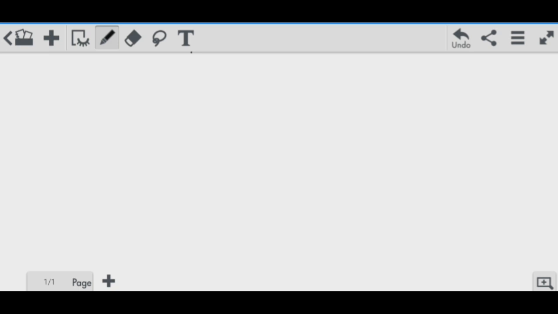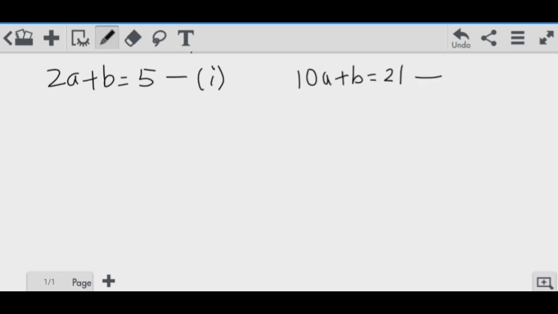So you have two equations, that is equation number 1 is 2a plus b is equal to 5. This was equation number 1, and the second equation is 10a plus b is equal to 21. These are two simultaneous linear equations. Solving these two, you get the values of a and b. So you can solve this by 1 minus 2 or 2 minus 1.